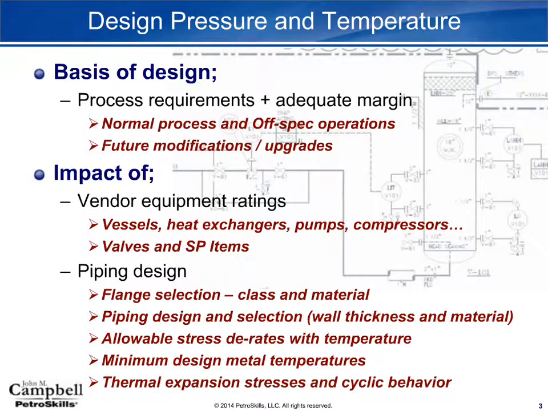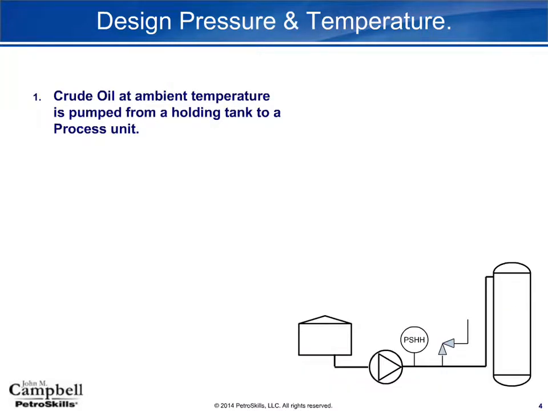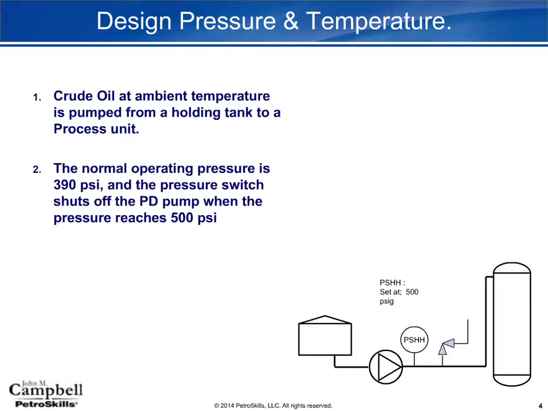So one of the best ways to understand our basis of design is to look at a real example. So here we've taken crude oil from a tank, and we're pumping that over to a process unit. And normally that pump's running at 390 pounds, and we've got a pressure switch on that pump that's going to shut down that positive displacement pump when it reaches 500. So in this condition, we'd call the maximum operating pressure 500 pounds.